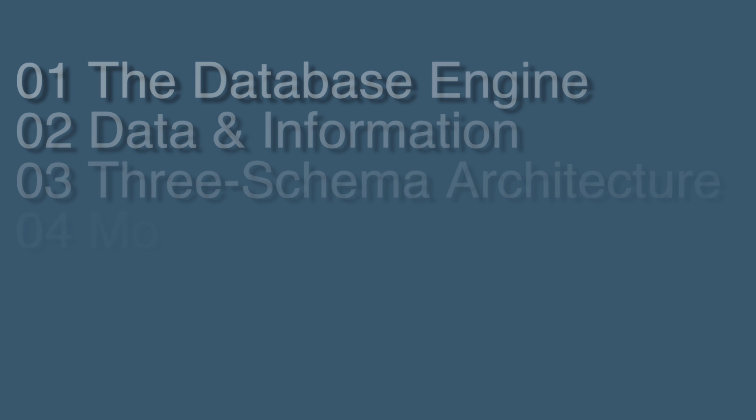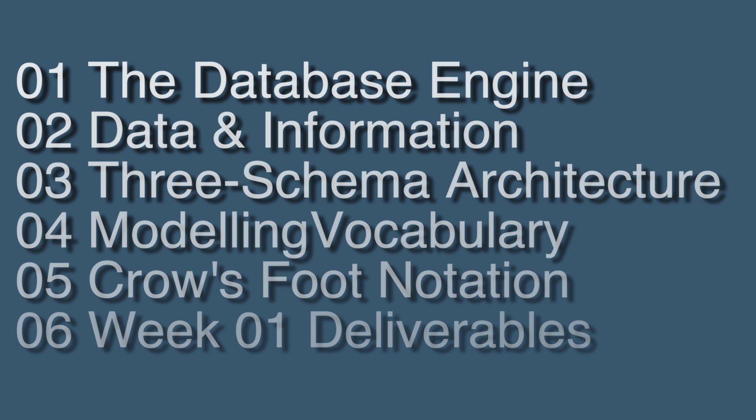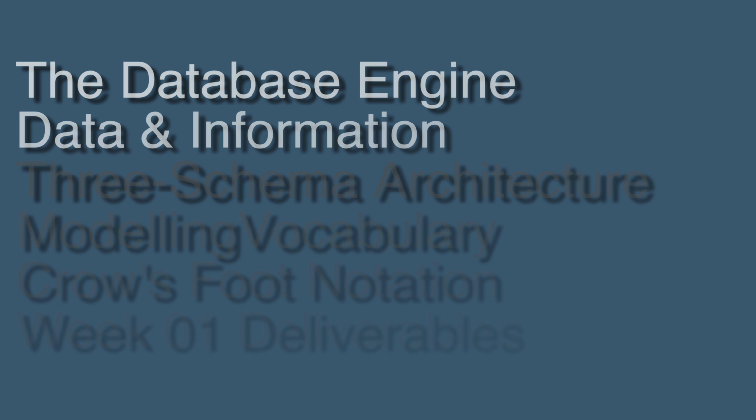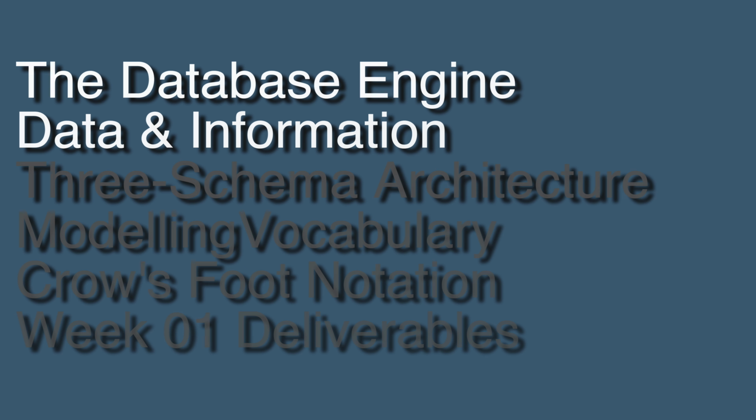So here's our roadmap for today. We're charting a course from the macro landscape of real-world data all the way down to the micro level of your specific weekly homework. We'll hit on the hidden database engine, data versus information, the 3 schema architecture, our modeling vocabulary, how to read crow's foot notation, and we'll wrap it all up with your Week 01 deliverables. All right, let's jump right into Section 1, Data, Information, and RDBMS, the raw materials versus the finished product.